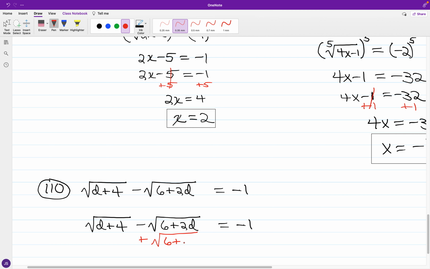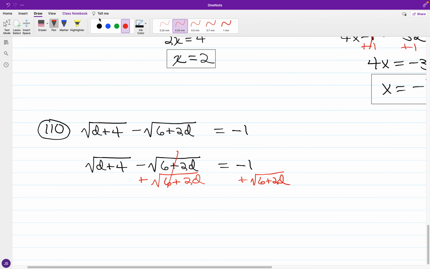But I could also isolate the other one. Okay, so if I just move the square root of 6 plus 2d over, we have the square root of d plus 4 is equal to negative 1 plus the square root of 6 plus 2d.